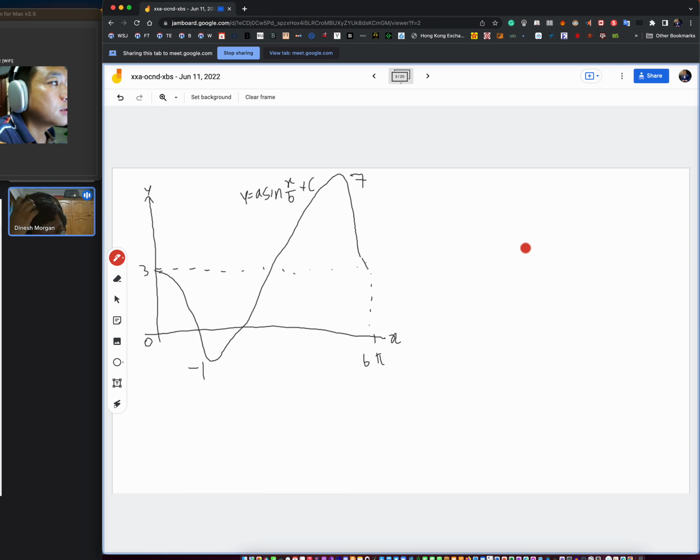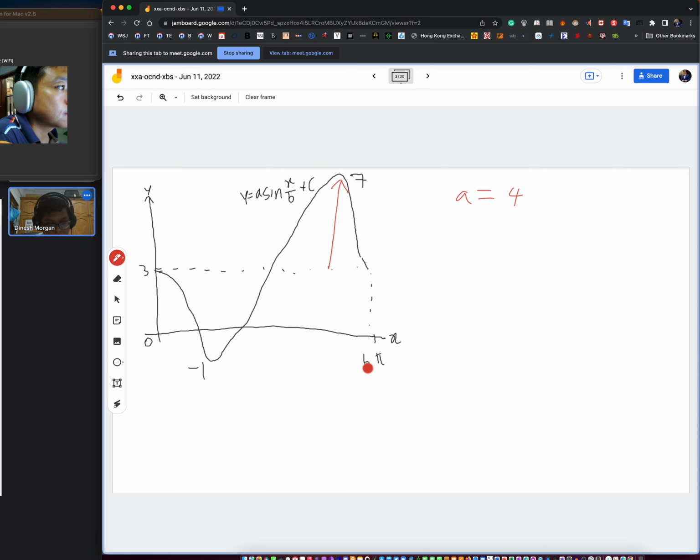Okay, good. So I think you know the A already. The A is given by the amplitude, which is 4. Yeah. Okay.